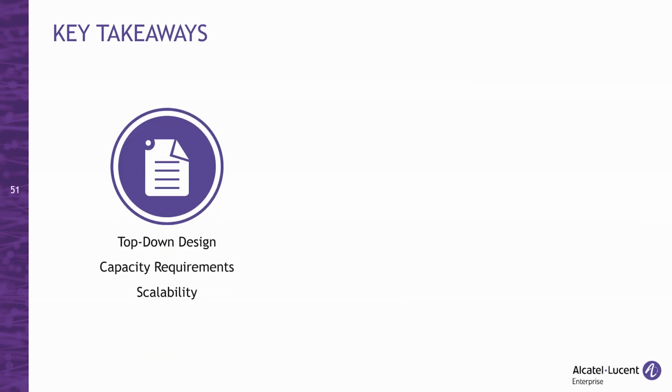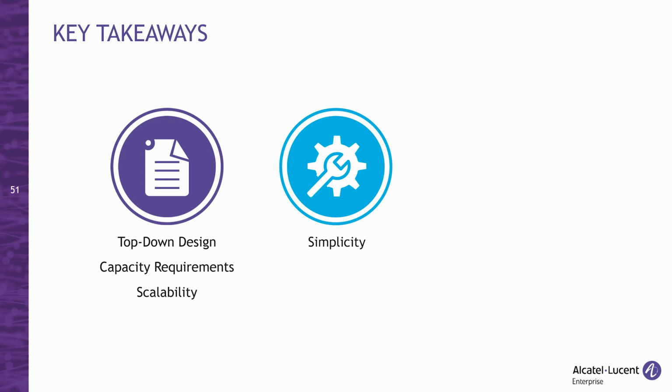So let us close with some key takeaways. When designing your data center, plan for the future by designing a scalable architecture. Use a top-down design approach based on the application requirements by calculating an acceptable oversubscription ratio and capacity requirements. Also, avoid adding complexity in your design unless it is necessary. This will make the network easier to troubleshoot and manage, and stretching subnets should not be considered unless absolutely required.